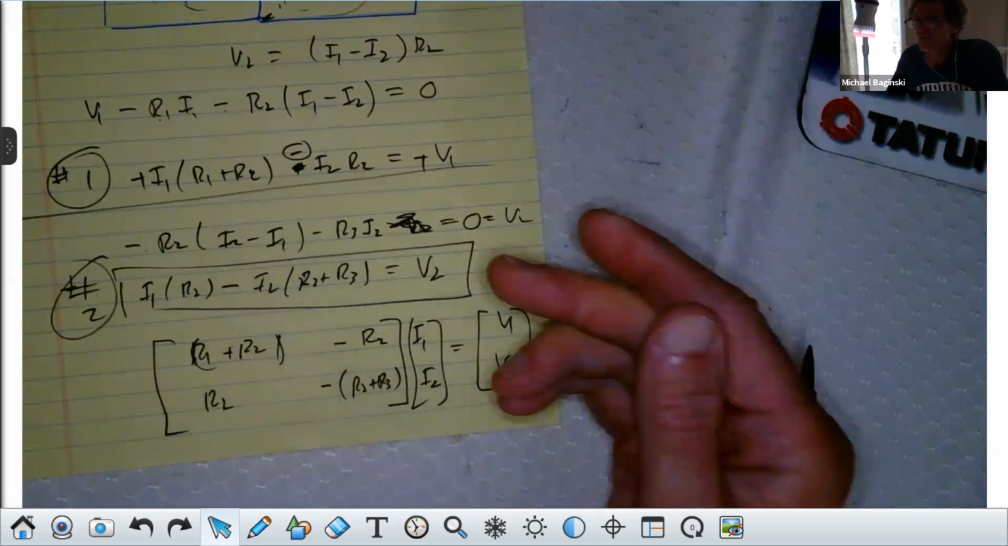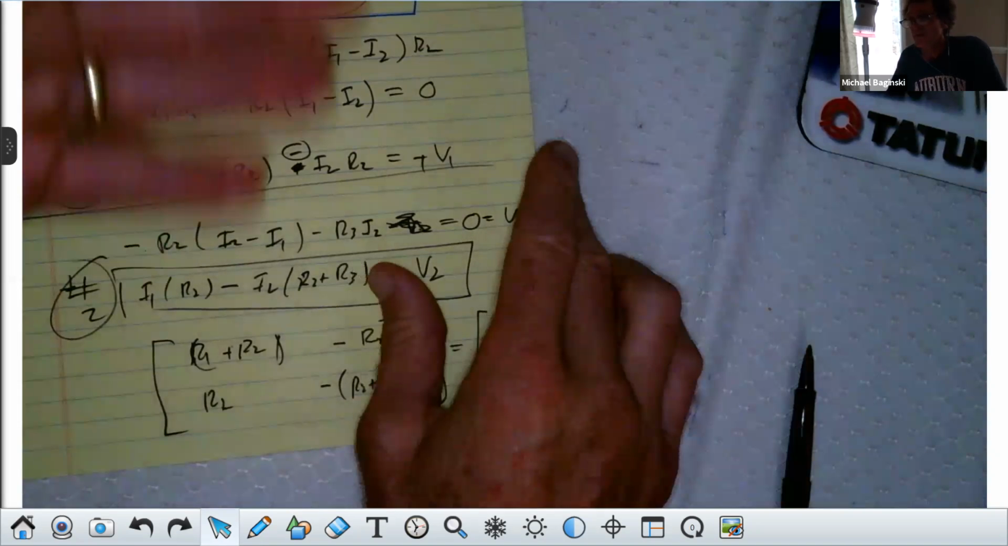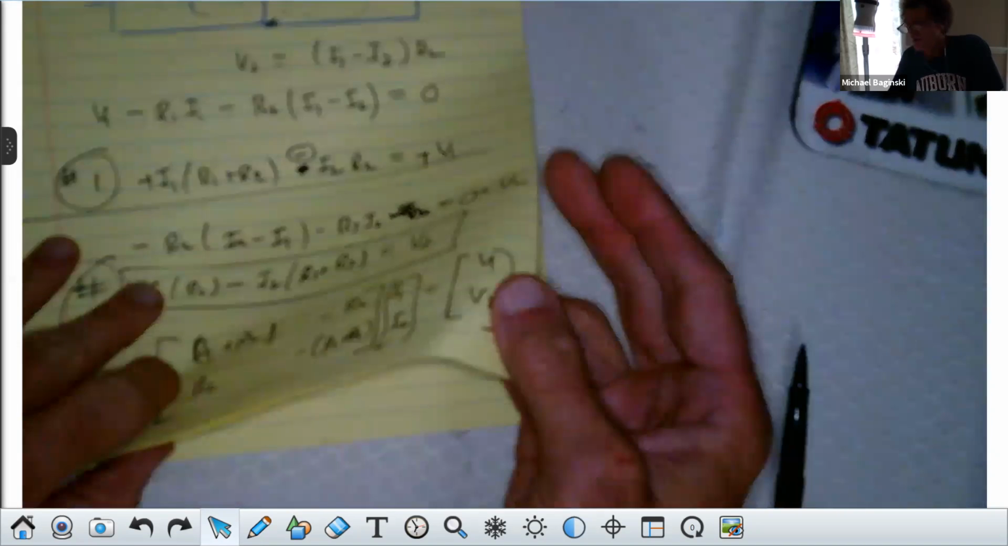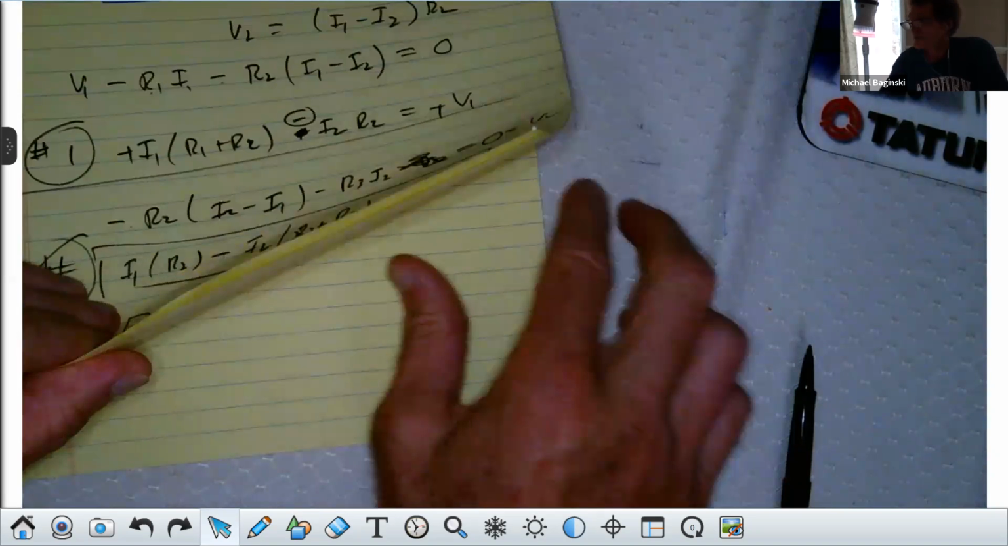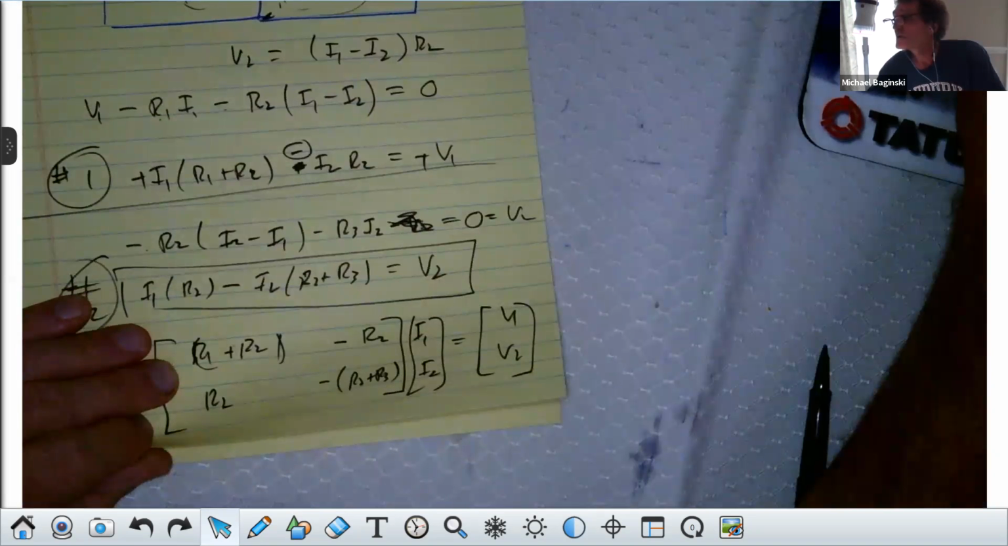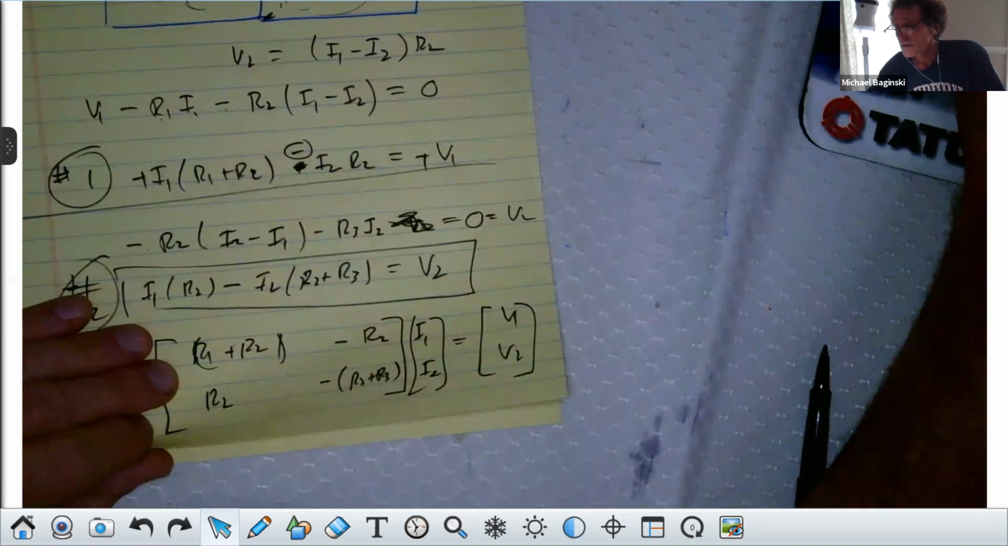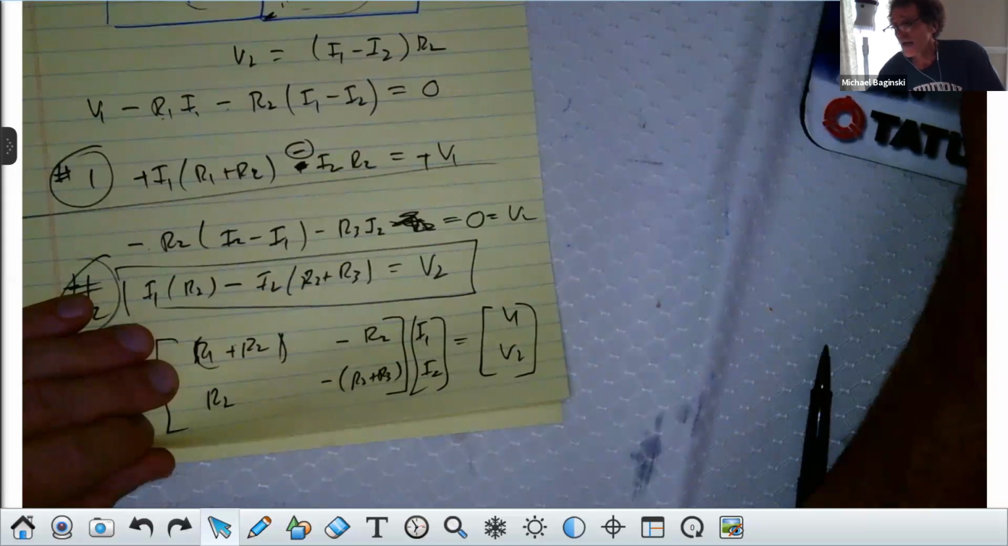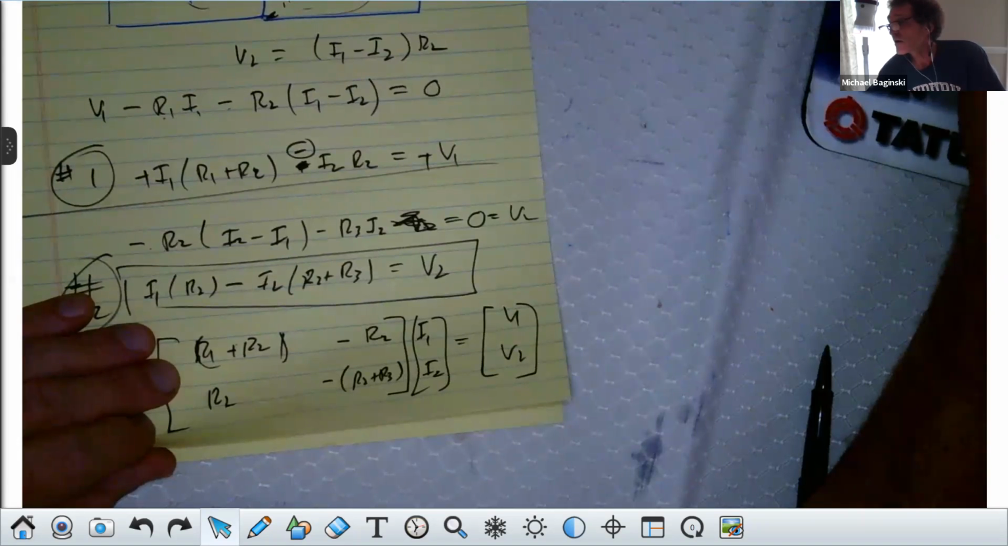I know I've got everything in terms of abstract values, but if you go through this, you follow me on this, class? And this is what it amounts to. Whoever asked that, Riley, about the V2, I changed the polarity in the second mesh because I want I2 to dictate the positive terminal.